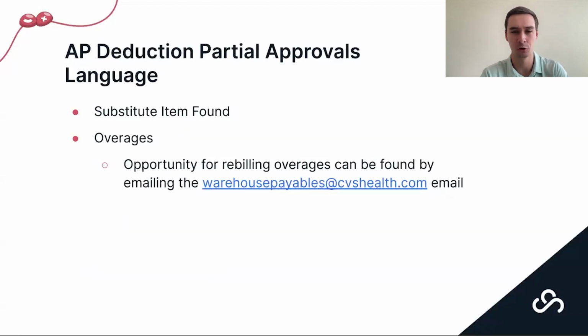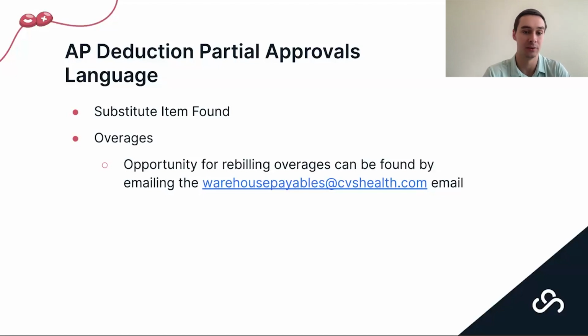As for some kind of partial approval language you sometimes see, occasionally you may have actually had a true shortage, but if you did send a substitute item, they might find that and go ahead and pay you back if they agreed upon that substitute item replacing the item that was missing.